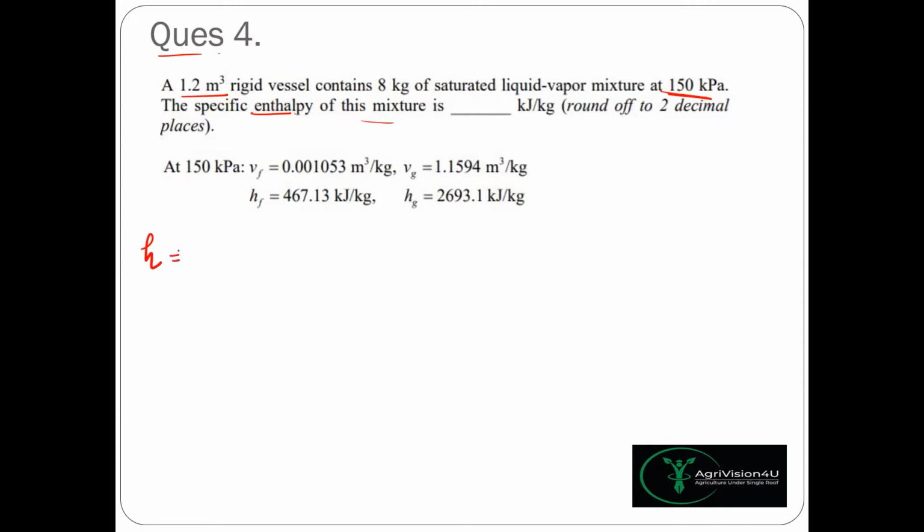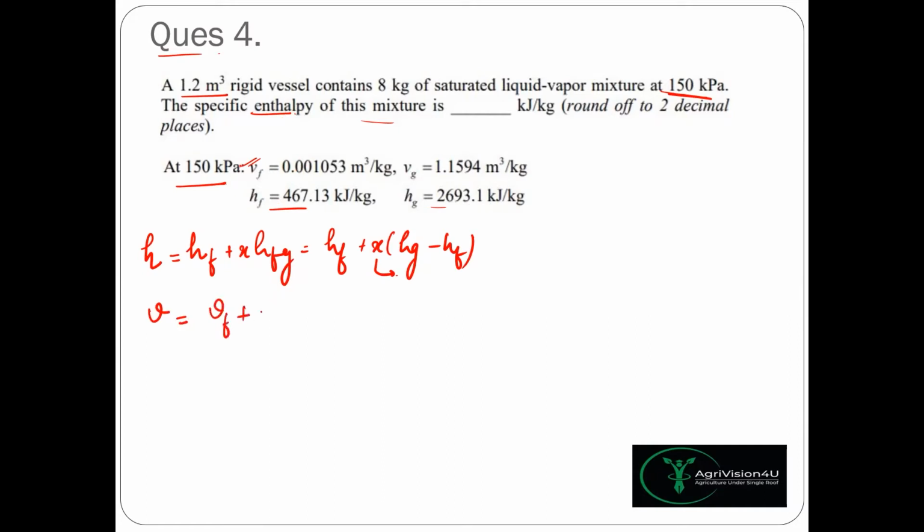And for any two-phase liquid vapor mixture, the enthalpy formula would be HF plus X times HFG, right? And this will be equal to HF plus X times Hg minus HF. We know HF at 150 kilopascal, we know Hg, but we don't know the quality, that is the dryness fraction. We have no idea about it. So we can use this volume data in order to get this. So the specific volume would be equal to the specific volume of the liquid phase plus X times VFG, right?